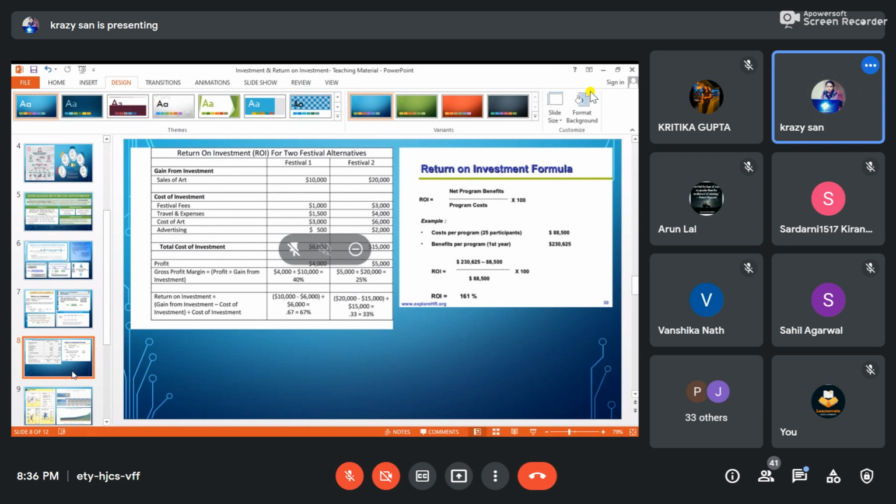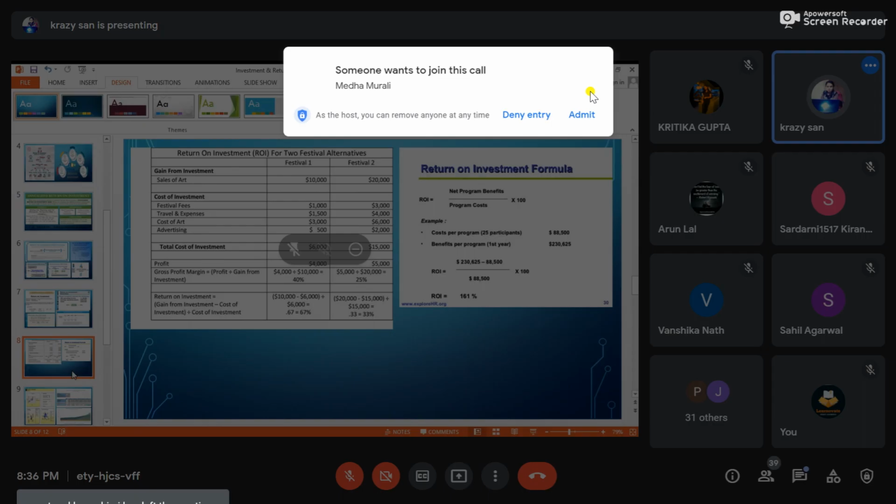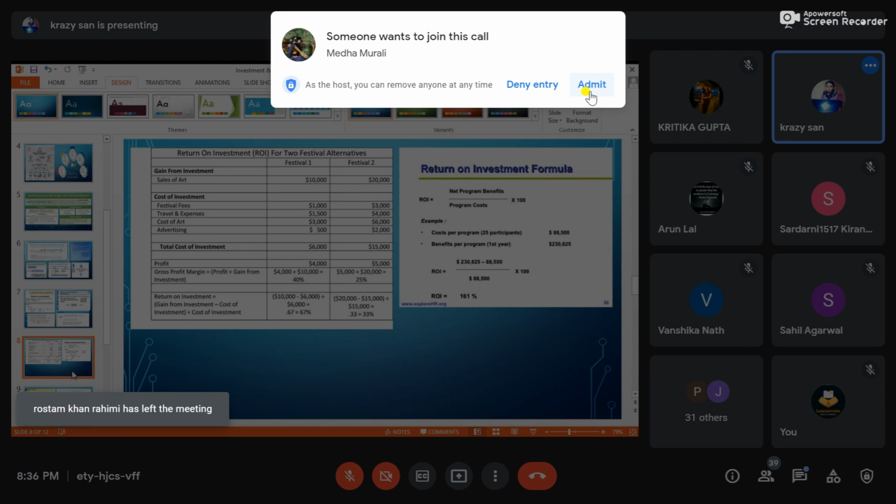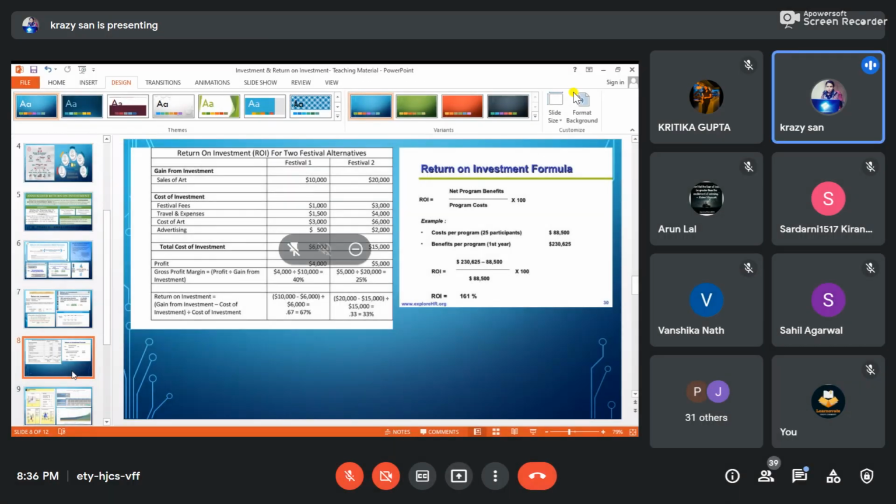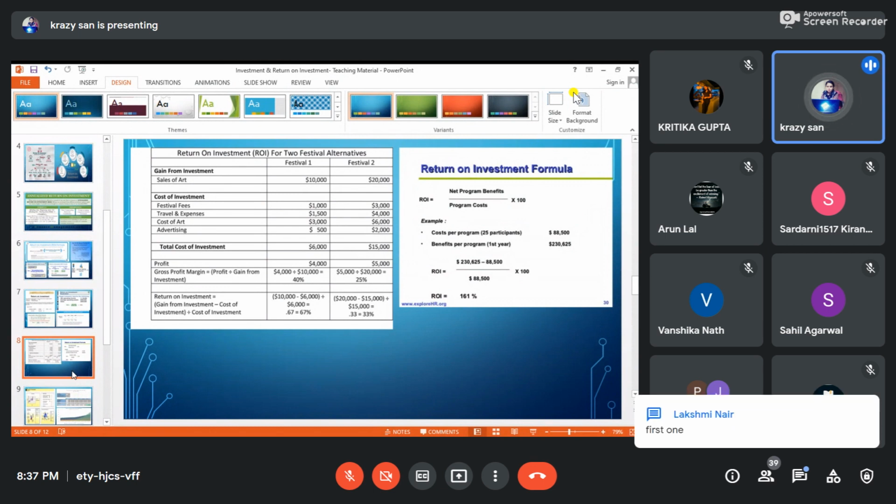So, gain from investment was $10,000. And then the cost of investment was $6,000. So $4,000 was your actual profit from the investment. You are using the formula and you are calculating. In festival one, you got 67% of ROI, and in festival two, you got 33% of ROI. So which one is higher? Am I making you clear or are you getting confused? Guys, revert me back. If you are getting confused, please revert me back.